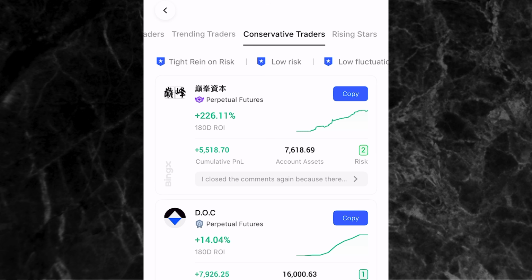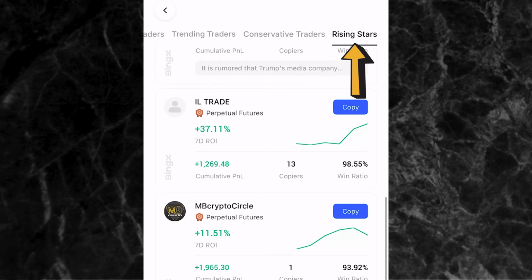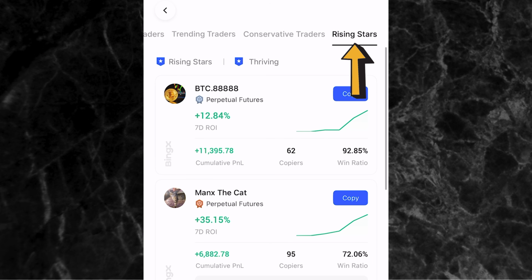And then the next category beside it is rising stars. Now, this category will show you traders that are new to the copy trading page. That is traders that just joined maybe recently, and then people are following them. And these are traders that are making consistent profit. So for example, you can see this first trader has made 12% profit in the last 7 days, and the person is still new. And you can see the second trader has made 35% profit in the last 7 days. This person is also still new. And you'll see the other traders right here. So these are different traders that are currently rising on the copy trading page on the BingX app.